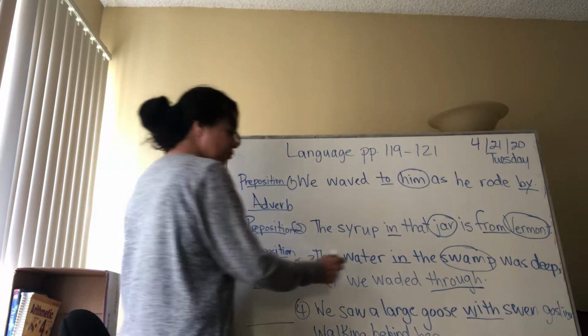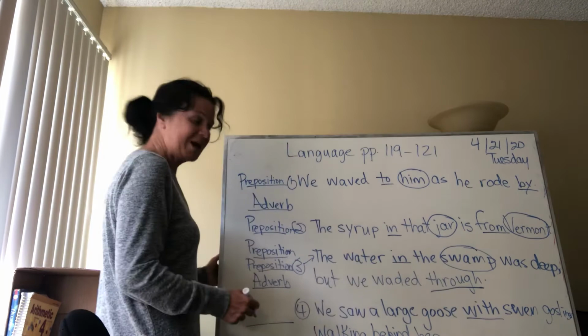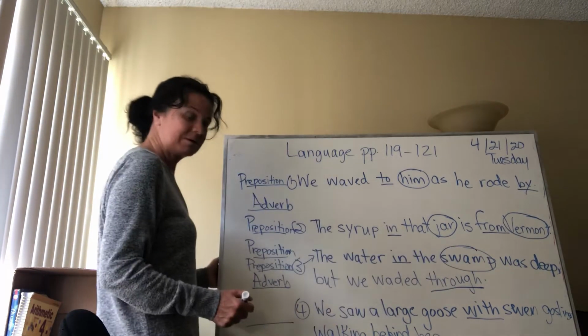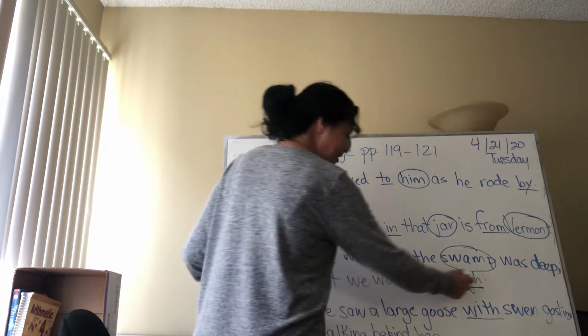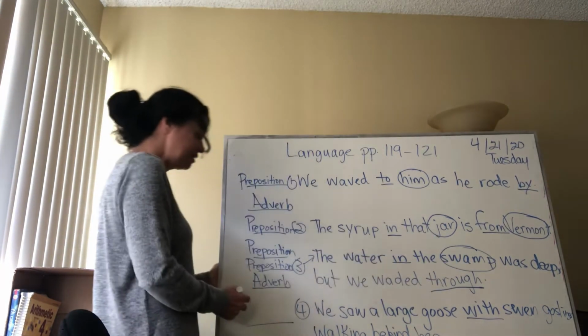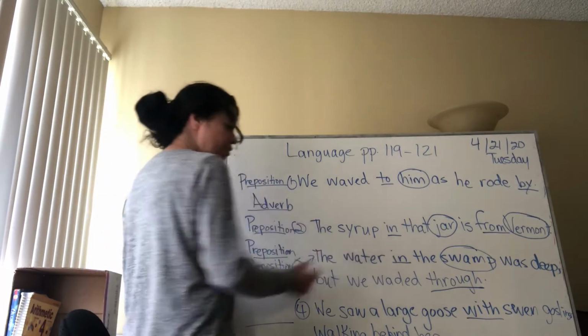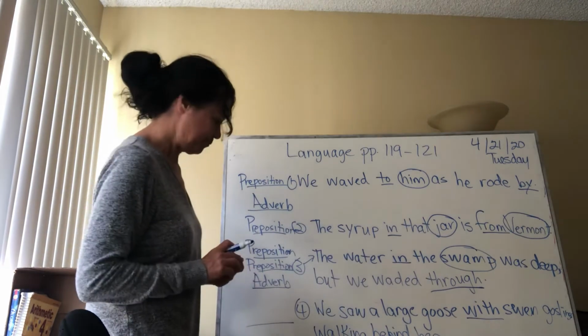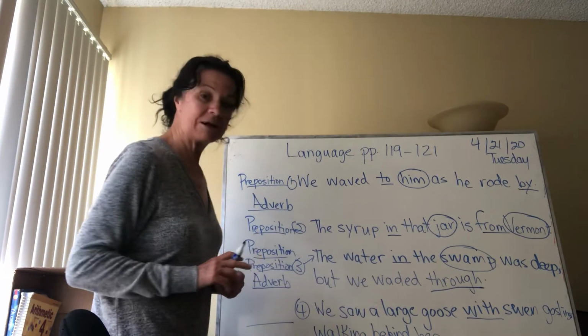So let's look at that again. The two underlined words are in and through. In has an object, in what? Swamp. Okay. Through does not have an object. It's an adverb. It's giving us details about the verb waded. So we write preposition for in, and we write adverb for through. All right? Now let's look at number 4.